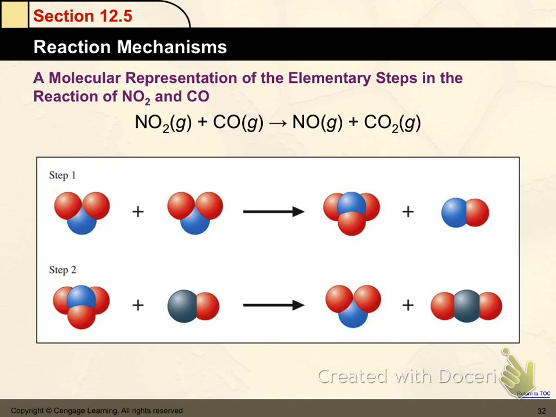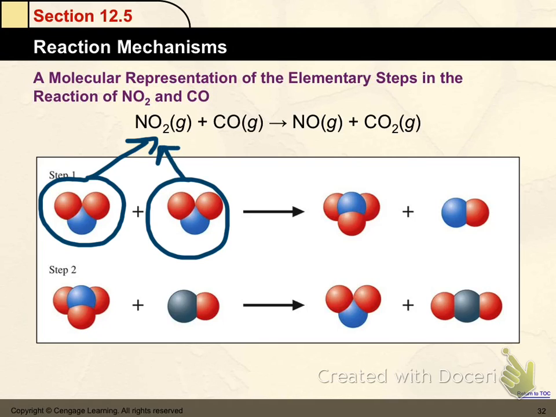Let's get a molecular representation of this kind of process. Here we've got nitrogen dioxide and carbon monoxide. That yields nitrogen monoxide and CO2. Again, this process doesn't happen in one single step. There's actually 2 different steps. Here we've got an NO2 molecule. Here we've got an NO2 molecule.